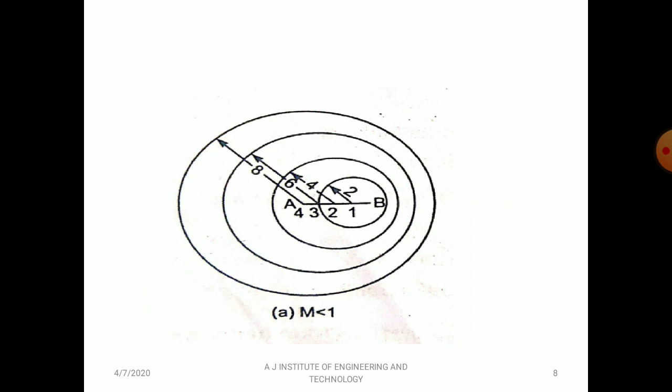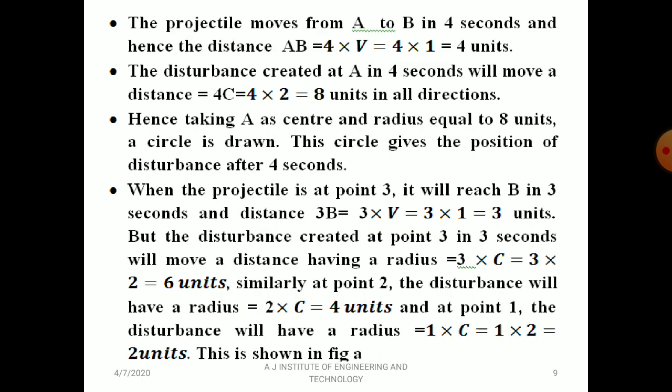First you draw the straight line AB, then mark the point A and 4. Now taking 4 as the center, you draw one circle with a radius equal to 8 centimeters. That is the outward circle. This circle gives the position of the disturbance after 4 seconds.